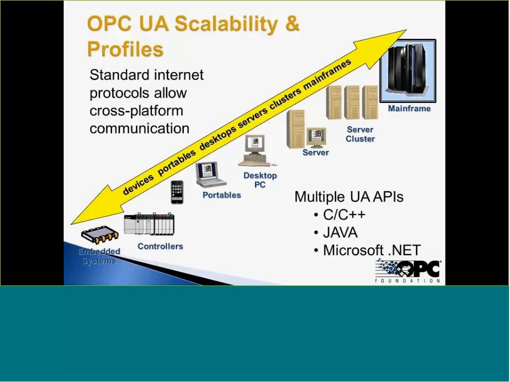I want to highlight quickly again about this whole scalability and make sure that you remember what we're doing. It's all about OPC UA, the standard protocol that we use that allows us to communicate from the embedded all the way up to the enterprise. I like to say that I speak multiple languages, but the languages I'm really talking about are the programming languages. We have an API that's specific for C and C++, for Java, and also for the Microsoft .NET environment.